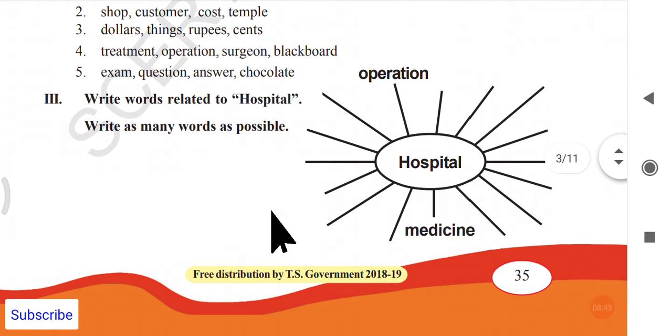Next, write the words related to hospital. Write as many words as possible. Here we have a center word, hospital. We have to write as many words as we can which are related to hospital. See, here operation is there, here medicine, so you can write tablets, injection, ICU, doctor, nurse, patients. Next one, what else? We have tablets, tonics, everything that is related to medicine and the hospital. Stretchers, patients, you can write all those things here.